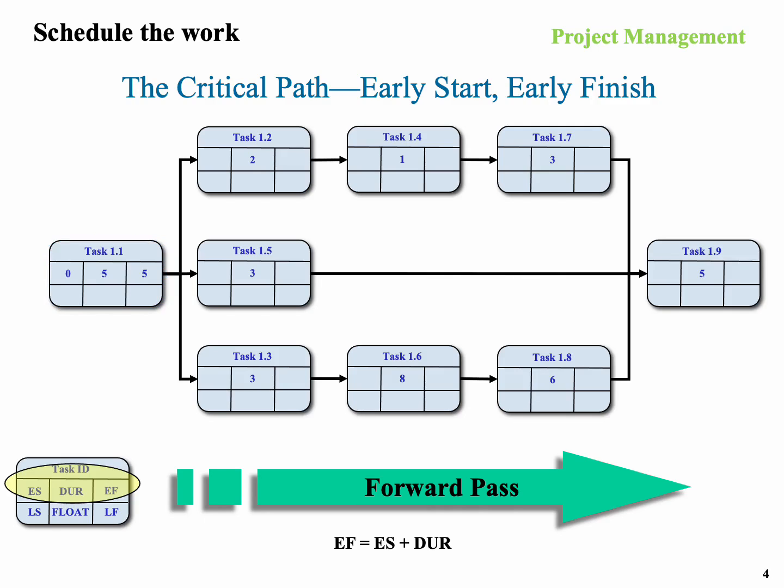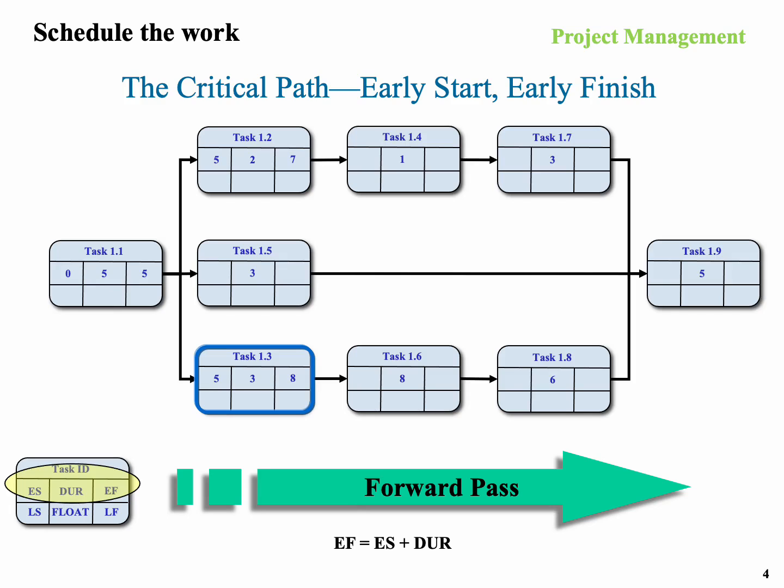Now let's go look at the next one, 1.2 at the very top there. Since 1.2 relies on 1.1 to be completed before it can start, the earliest it can start is 5. We take 5 plus 2, and that gives the earliest it can finish as 7. Let's look at another task. Let's take 1.3. Again, 1.3 relies on 1.1 to be completed, so the earliest 1.3 can start is 5. 5 plus 3 gives us 8.